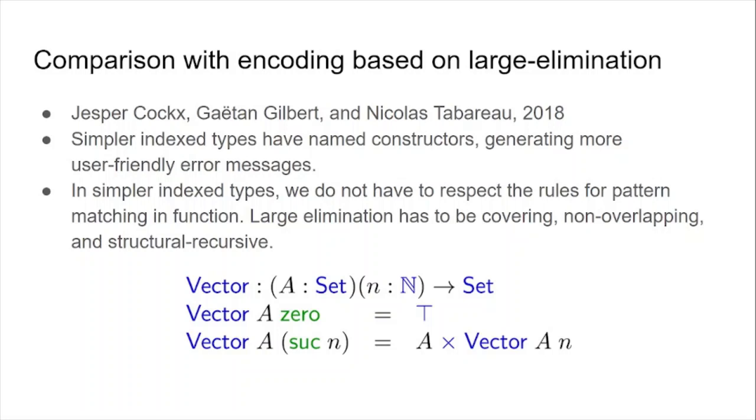Just try to imagine the definition of the finite set type based on large elimination. There is one more problem of the function encoding, that non-indexed recursive types cannot be encoded this way, such as the natural number type. We do not have such problems because we do not check the termination of the types.